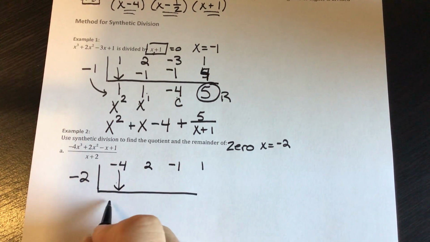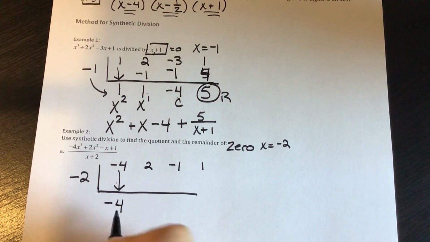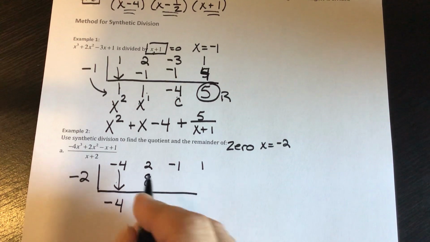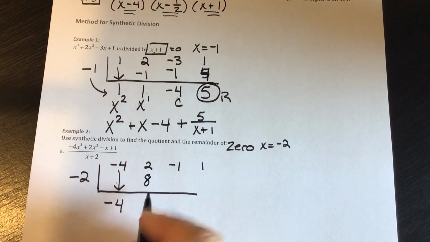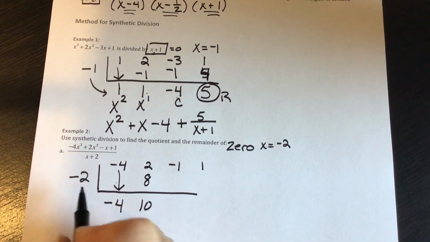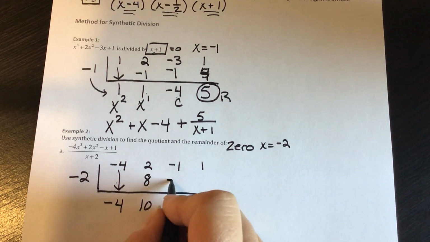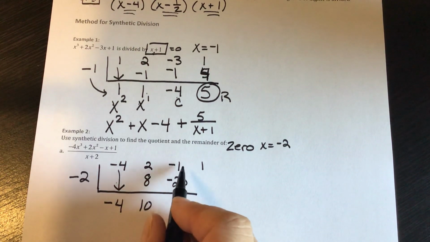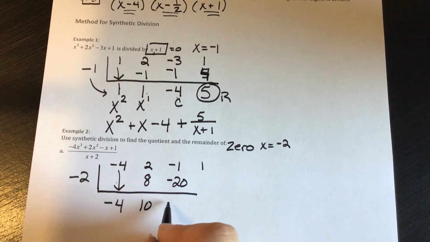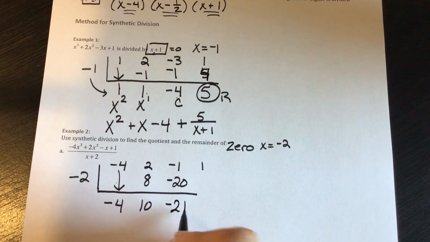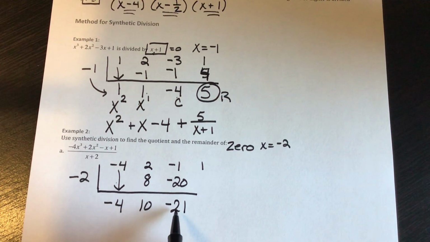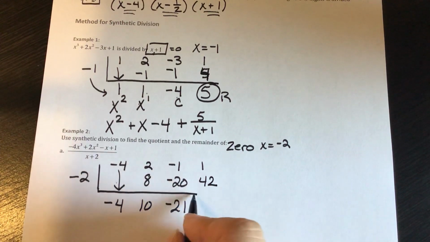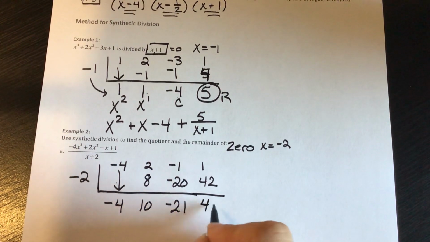I'll bring down that first one, which is -4. -2 times -4 is +8. And then I'll bring down 2 plus 8 is 10. -2 times 10 is -20. And then I'll add these, and I'll get -1 plus -20 is -21. -2 times -21 is +42. And I'll add that down and get 43.